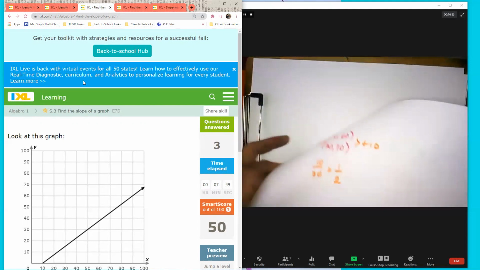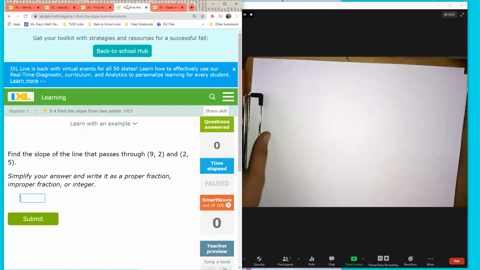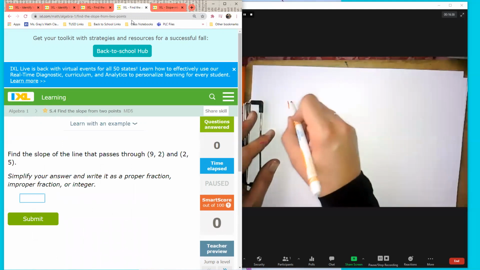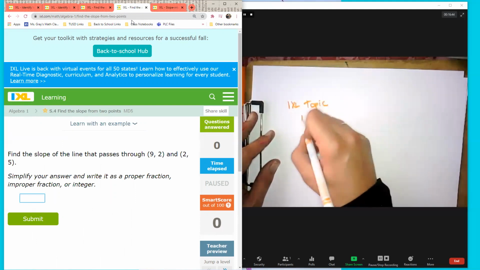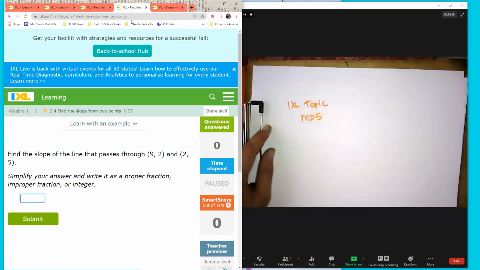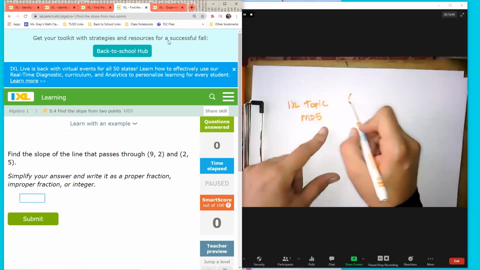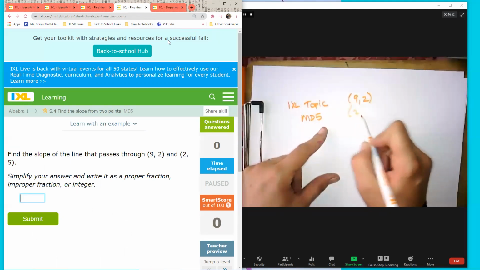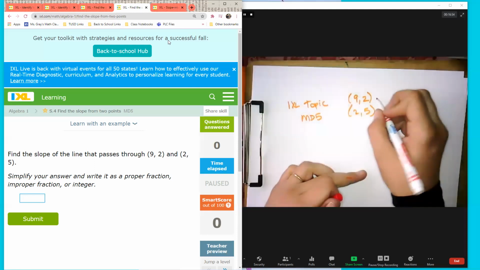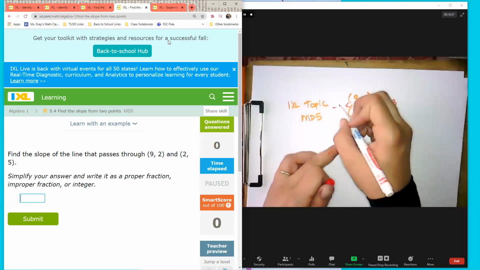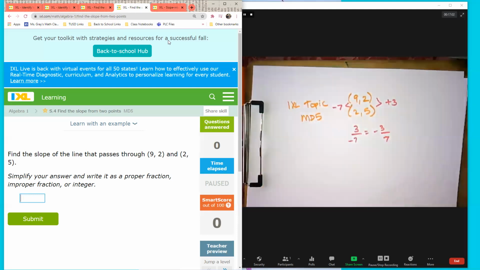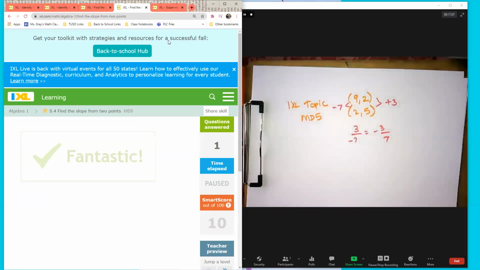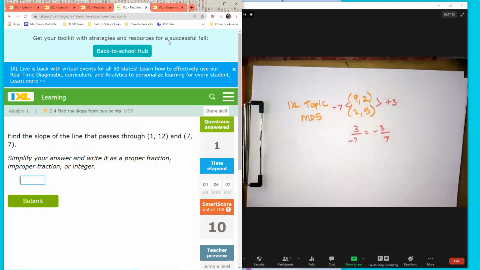Okay, if we move on to the next topic, which is just finding slope from 2 points. So this is IXL topic MD5. Basically, this is the same as what we were doing, right? (9, 2), (2, 5). So I'm going to go up 3 here and down 7. So 3 over negative 7, which is the same as negative 3/7.